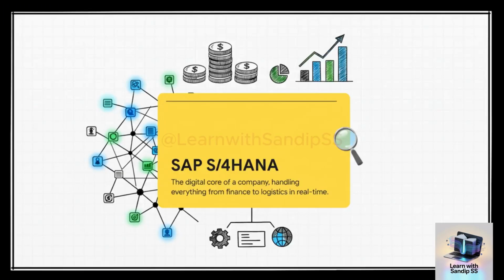Okay, but before we even open the toolbox, we have to talk about the engine it runs on, SAP S4HANA. The easiest way to think about it is as the digital core, the central nervous system of a company. It's the one single source of truth where all the vital financial data lives and breathes, right now, in real time. Everything we're about to talk about, it all starts here.